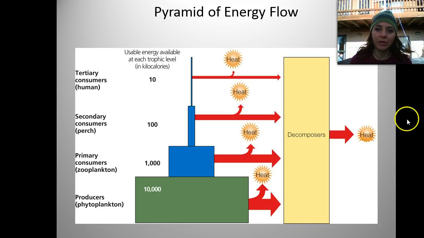So looking here is a pyramid of energy flow. We're showing energy in this one in units of kilocalories. So if we start off with 10,000 kilocalories in producer of phytoplankton, only 1,000 or 10% of that is going to get passed up to the next level. So on and so forth.